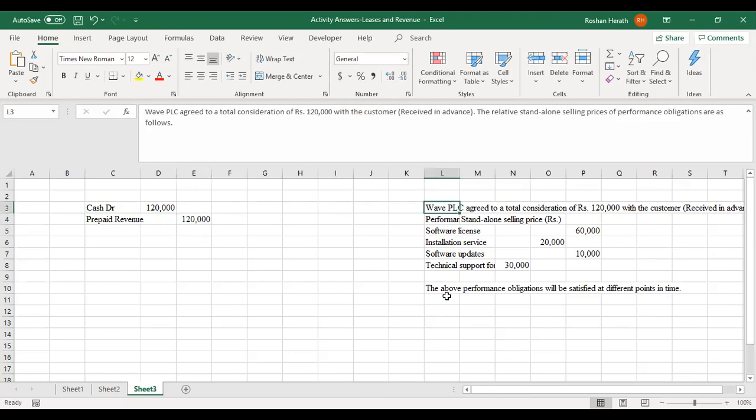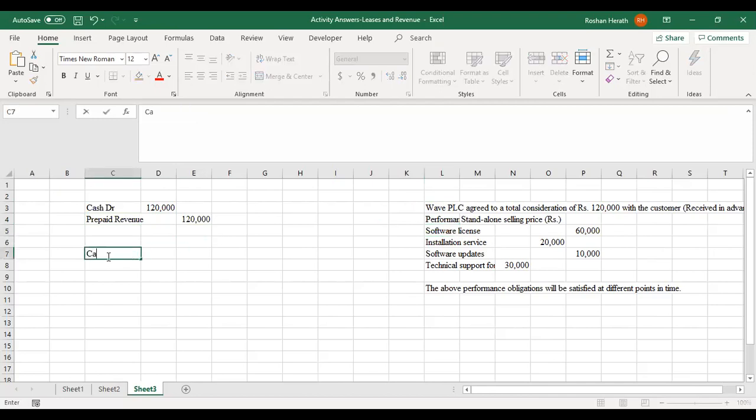Then we can recognize this income at the point when each performance obligation is satisfied. So soon after delivering the software license, out of this you can recognize how much? You can take it out from the prepaid revenue, 60,000. That is the total consideration, and take that to your revenue. It's revenue, software license.